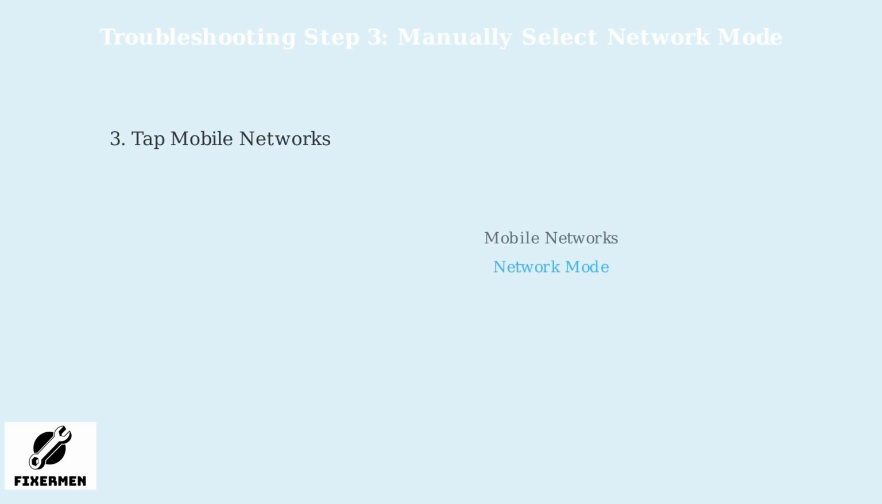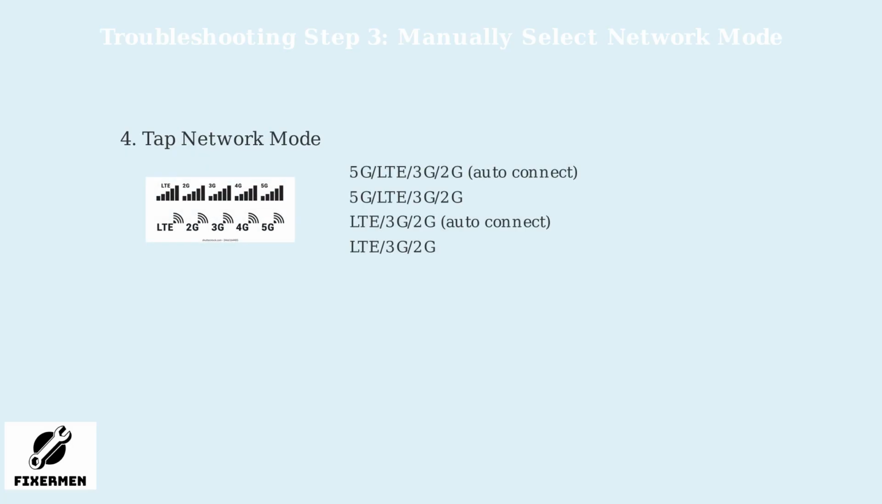Inside Connections, tap on Mobile Networks. This will show options for your cellular connection settings. Then tap on Network Mode. Here you'll see different options for network types. The issue often occurs because the modem firmware doesn't properly detect AT&T's specific 5G Plus bands when set to auto mode. Try selecting a specific network mode, such as 5G/LTE/3G Auto Connect, instead of leaving it on auto.